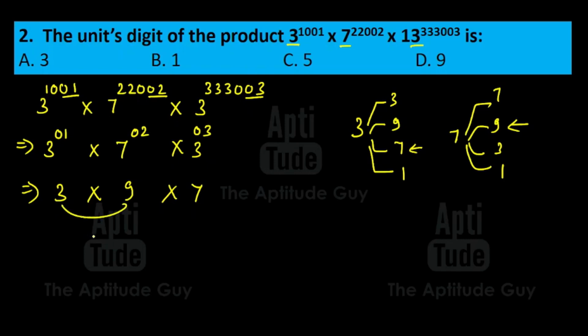3 nines are 27. So that ends with 7, into 7. 7 sevens are 49. That ends with 9. That is the answer. Answer is option D. You can do it exactly opposite also. 7 nines are 63. That ends with 3. 3 threes are 9. So that again ends with 9. Done.